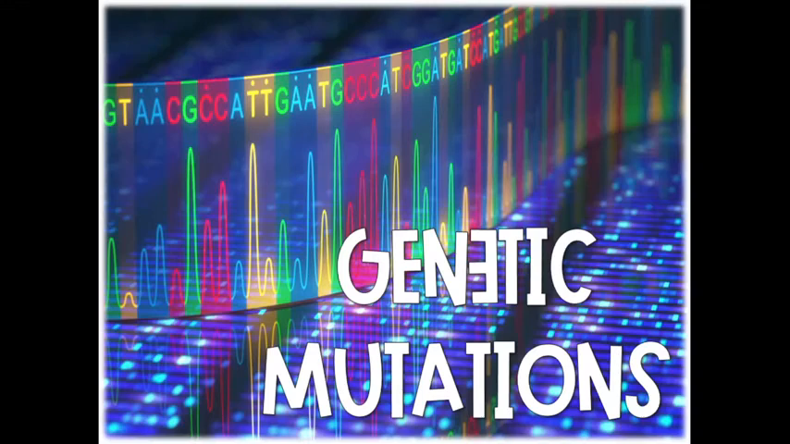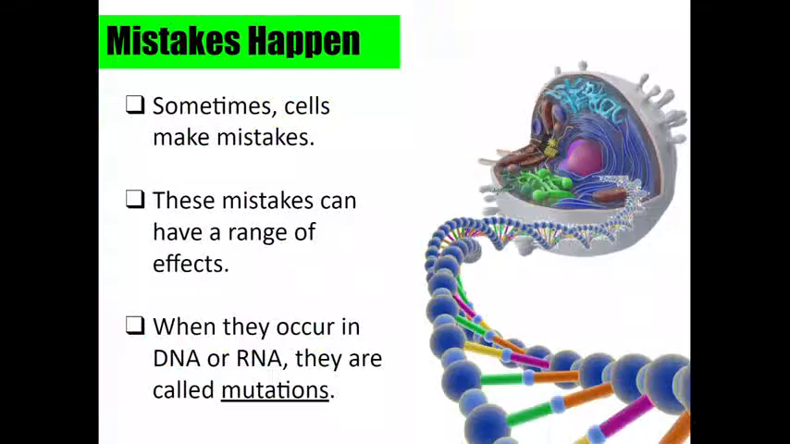Okay, guys, we are going to be getting into genetic mutations. Now, we all know that mistakes happen. This is very normal, and it can sometimes even happen in your cells. These mistakes can have a range of effects on the body. When they occur in DNA or RNA, they are referred to as mutations.